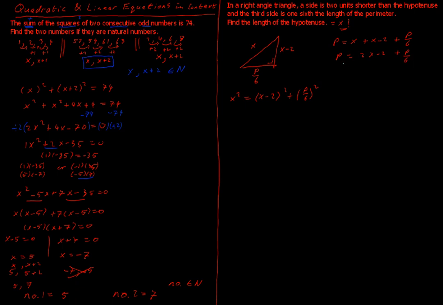I'm going to multiply both sides of my equation by 6, which is my lowest common denominator. So my lowest common denominator is going to be 6, and I'm just going to multiply everything by 6.